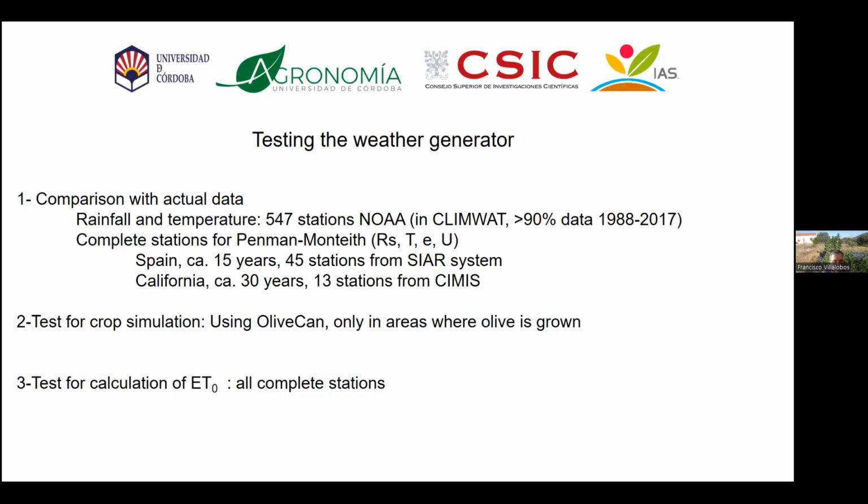Then we tested the generated data for their quality for crop simulation. To do that, we use OliveCan, which is a crop growth and yield model of olive orchards. And we tested that only in areas where olive is actually grown. So we only took some of those in Spain, less than half of the stations in Spain, and only 3 in California where olive could be found. Finally, we did a test for the calculation of ETO using all the complete stations, 45 in Spain and 13 in California.